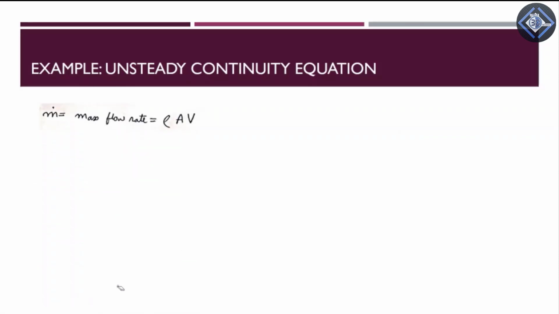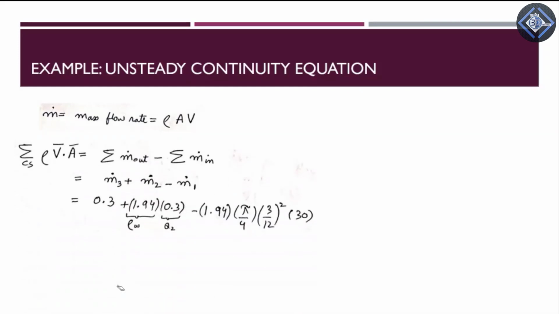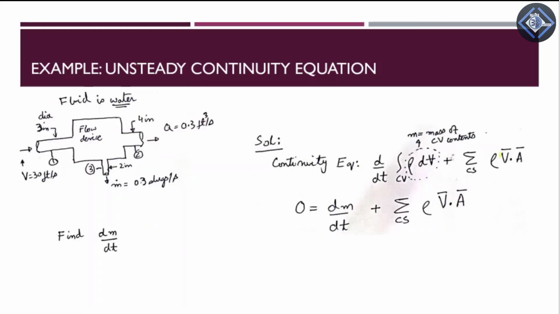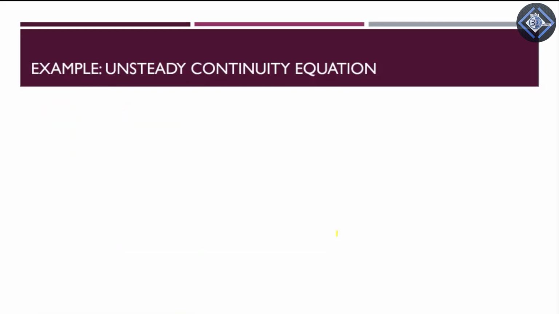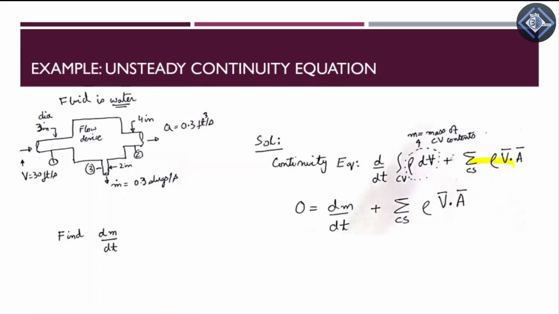Next, mass flow rate is defined as rho AV, and we have to find the mass flow rates to calculate dm over dt, because this term is just the summation of all the mass flow rates in and out of this control volume. We should have probably drawn a control volume as well. We could have drawn a control volume around this device.